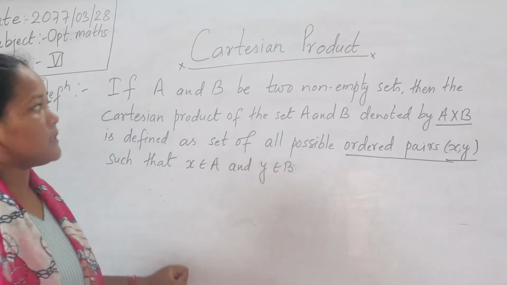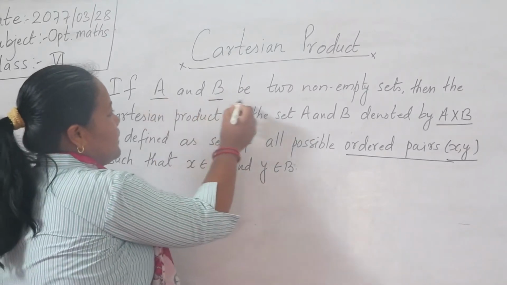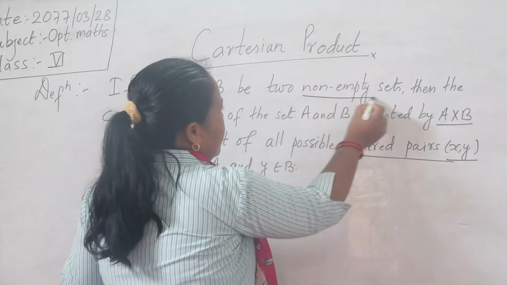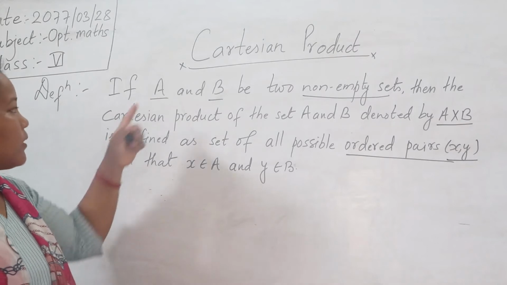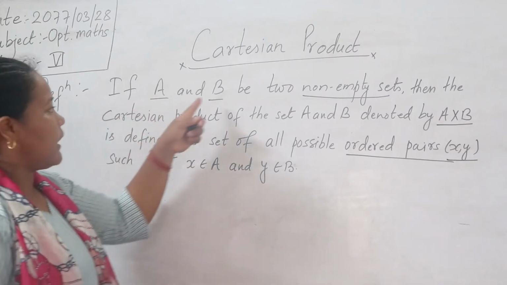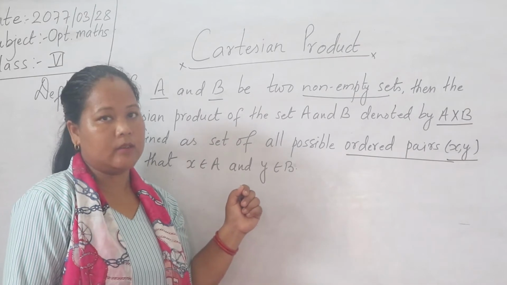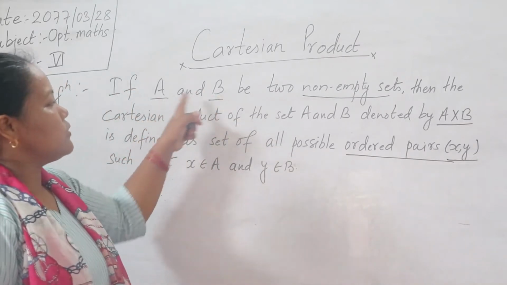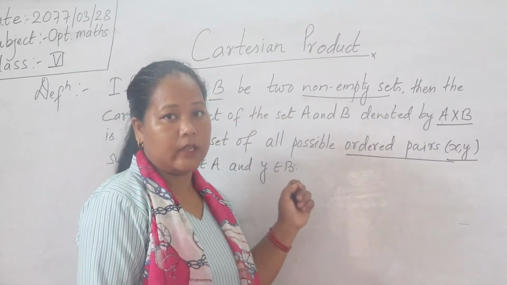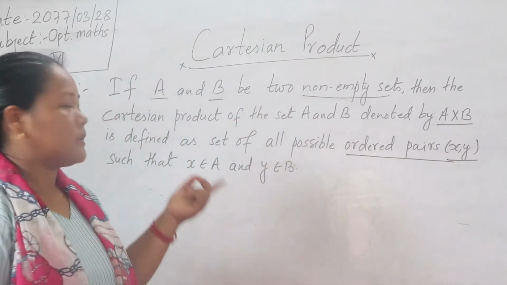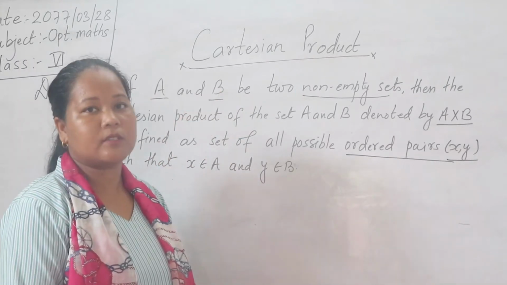Okay, to have a Cartesian product, we need two sets A and B that should be non-empty sets. In set A there must be some elements, and in set B also there must be some elements. We need two sets that must be non-empty. Non-empty means in A there must be elements and in B also there must be elements.